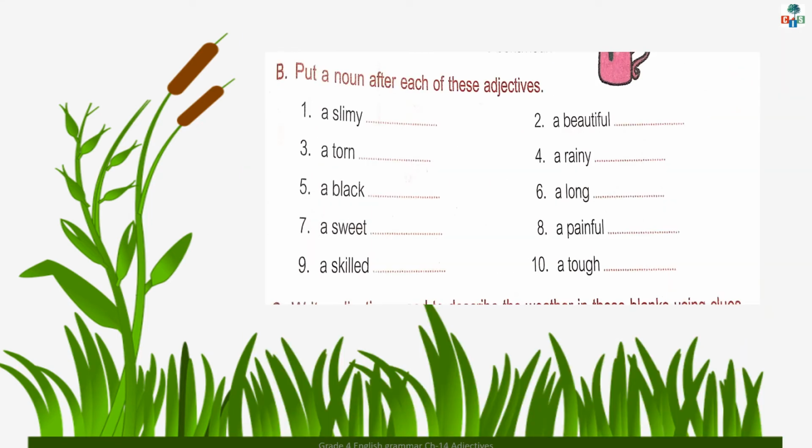Okay children, see page number 41, exercise B. Put a noun after each of these adjectives. Now here adjectives are given, you have to put the nouns. Number 1, a slimy dash. What do you mean by slimy children? One who is polite and friendly in a way that is unpleasant because it is not honest and sincere. So here I have used a noun salesman, a slimy salesman. So like this, put a noun for these adjectives.